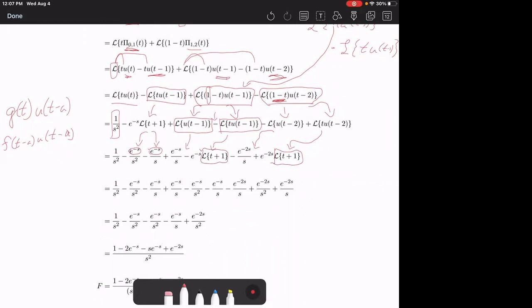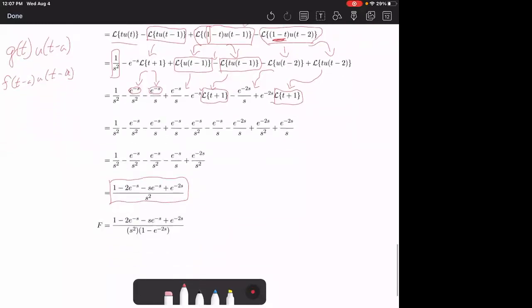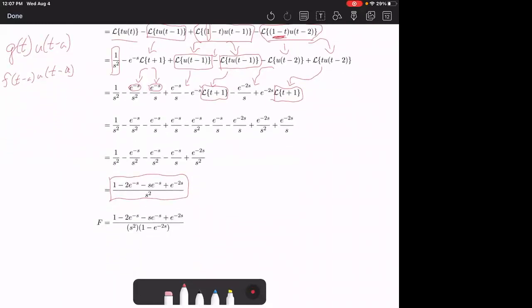And then we group our like terms. So we finish with 1 minus 2e to the negative s minus se to the negative s plus 2 plus e to the negative 2s over s squared. And now that's f sub t. So if we want to get f, we have to take that value and divide it by 1 minus e to the negative 2s. So this is our solution.